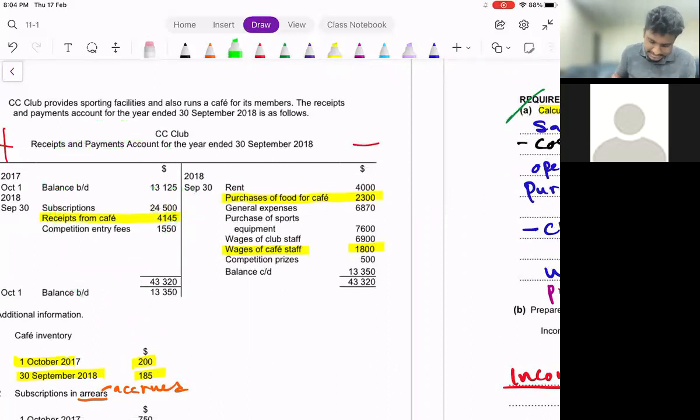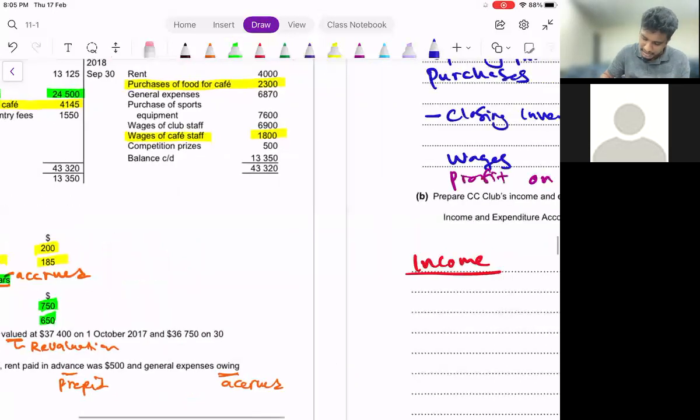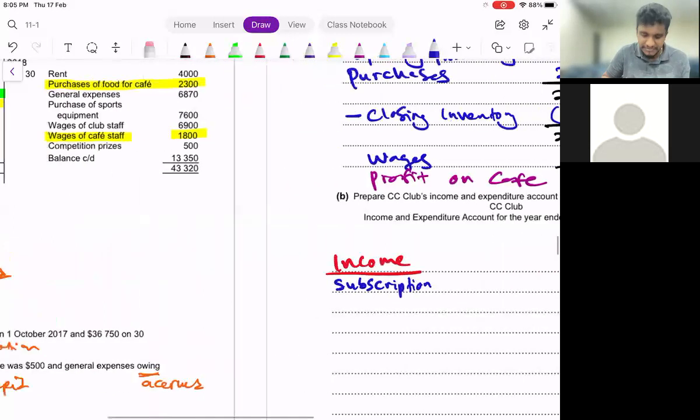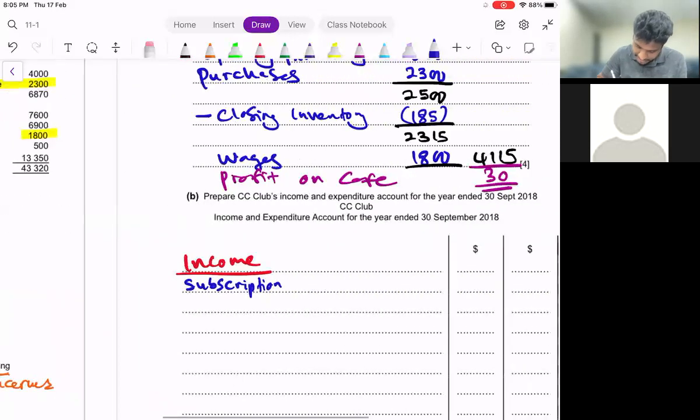The first income that I can see is subscription. But if you realize, there is subscription accrued here, so all these are related to subscription. You need to calculate how much the subscription is. First, I write here subscription. How much subscription did I receive? The subscription that I received is 24,500. So I write here 24,500. Then I need to plus or minus.